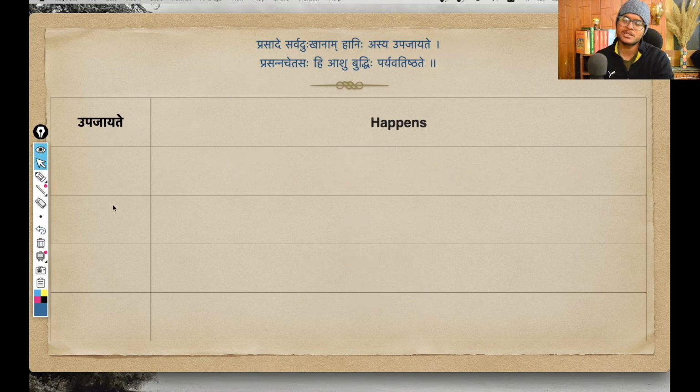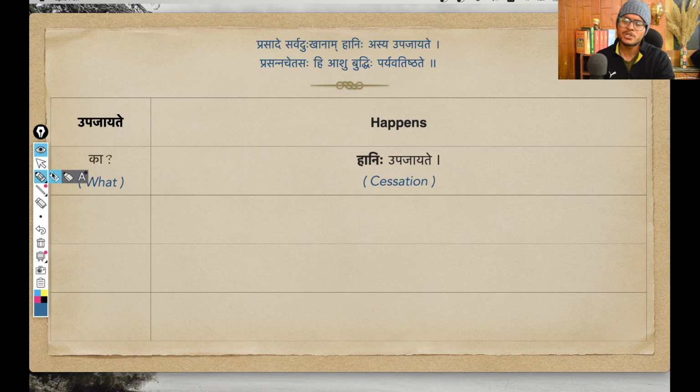So we are starting with this kriyapada. And immediately the question will be, ka upajayate? What happens? And the response is, hanihi upajayate. And hani basically means destruction or degradation of something, deterioration of something. But within the context of the shloka, we can take this word as cessation. So hani in the sense of cessation of something, disappearance of something.